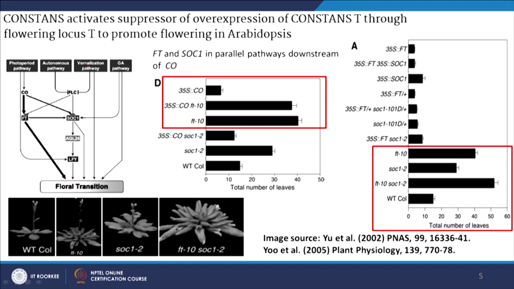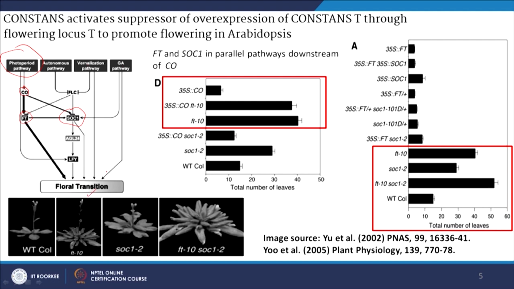So, I will take a few examples. The photoperiod means the amount of light a plant is getting. Based on that, we can define the entire plant into 3 categories: long day plant, short day plant, or day neutral plant. In long day condition, one gene which gets activated is CONSTANS, and then CONSTANS activates 2 pathways, FT and SOC1, and they have their independent or parallel pathways to regulate the floral transition.